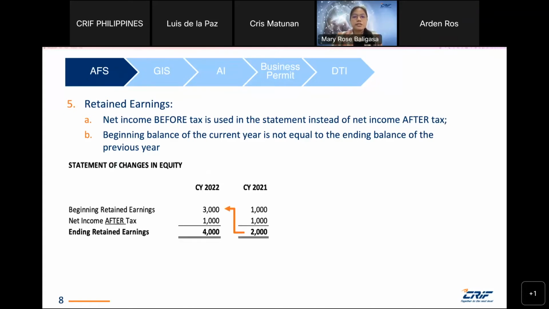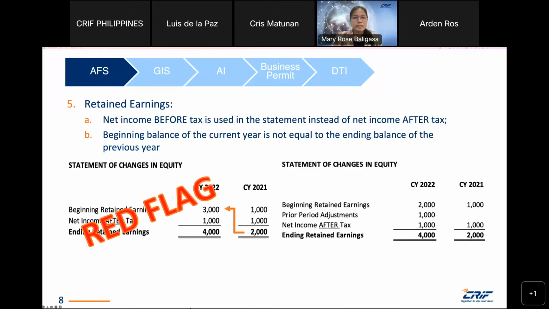So in this image, mapapansin nyo na ang ending capital ng calendar year 2021 for the retained earnings is at 2,000. Pero yung kinary forward niya for the retained earnings ng 2022 is at 3,000. So, bigla siyang nag-jump from 2,000 to 3,000. This is a red flag.